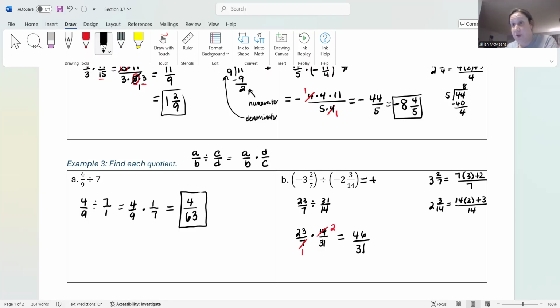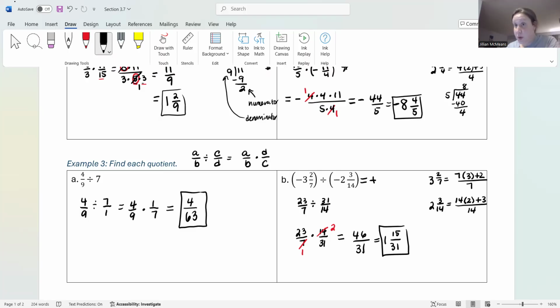And again, just like with two of the other examples, if you start with mixed numbers, it is very common to end with a mixed number. So I would want to write 46 over 31 as a mixed number. So we ask ourselves, how many times would 31 go into 46? It would go in one whole time. And if we subtracted 31 from 46, we'd be left with 15. So the final answer here would be 1 and 15 over 31. And it would be positive, remember, because we started out with division of two negatives.